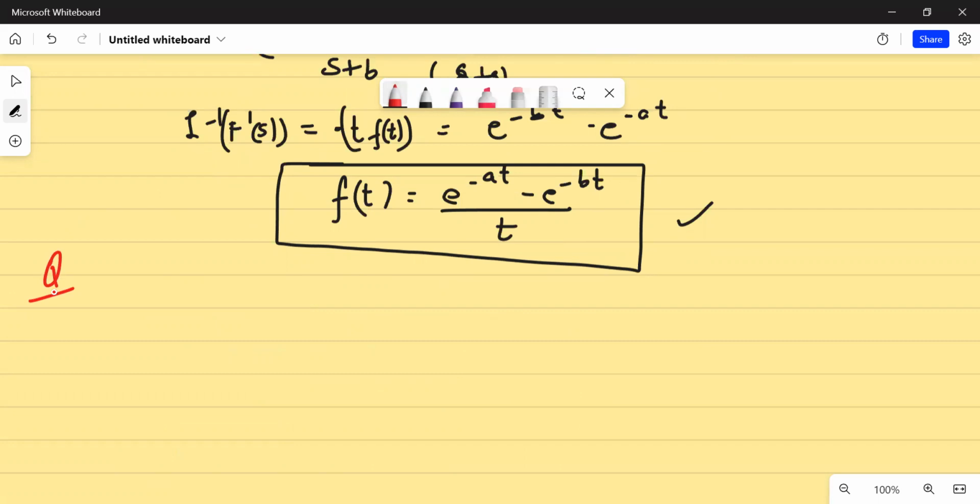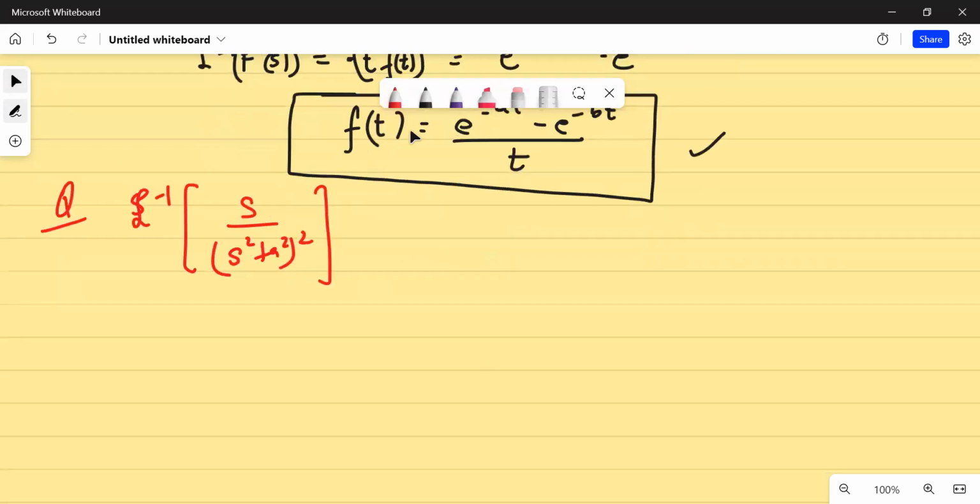Okay. Try to find this then. Try to find the Laplace inverse of s upon (s square plus a square) whole square. So I'll do it for you, don't worry.